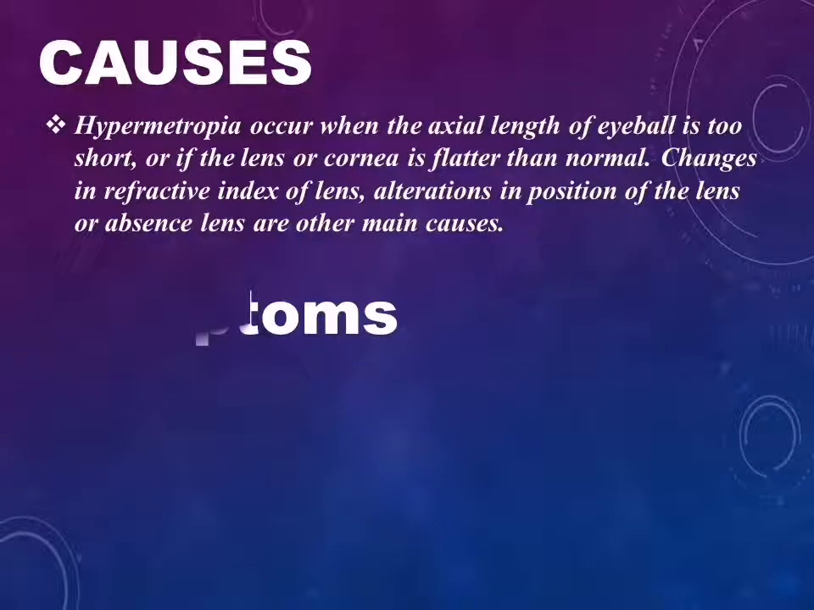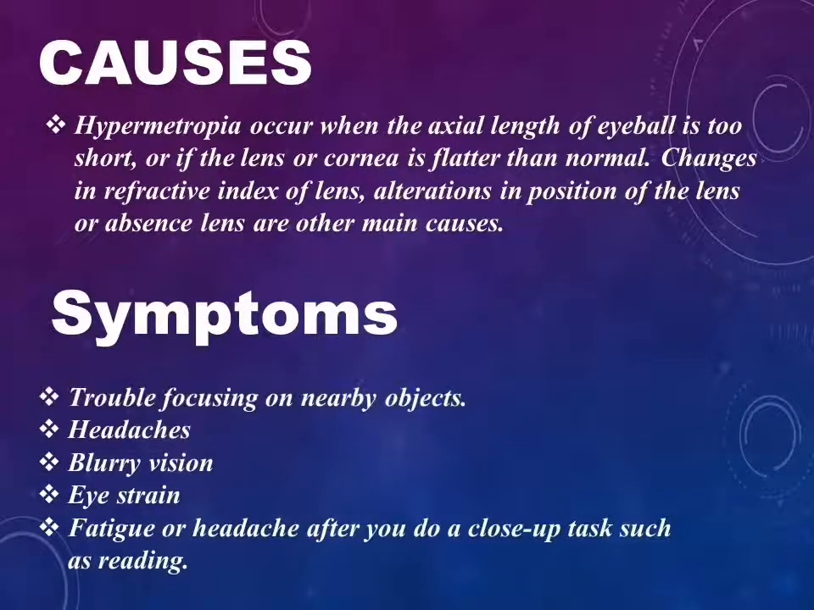Causes of hypermetropia. Hypermetropia occurs when the axial length of the eyeball is too short or if the lens or cornea is flatter than normal. Symptoms: trouble focusing on nearby objects, headaches, blurry vision, eye strain, fatigue or headache after you do a close-up task such as reading. Treatment for hypermetropia.